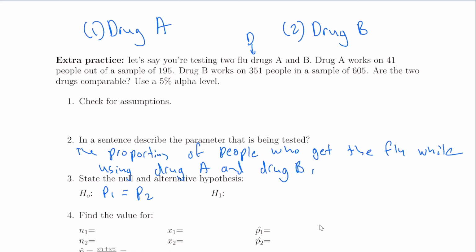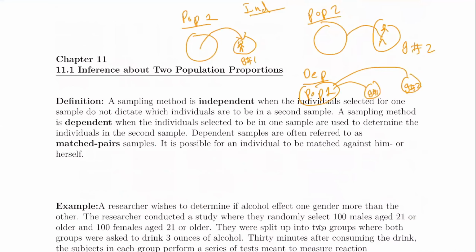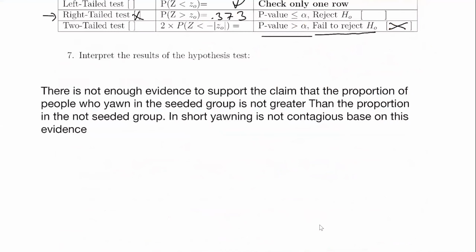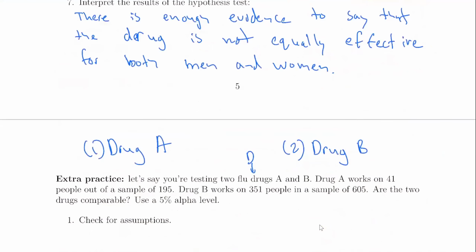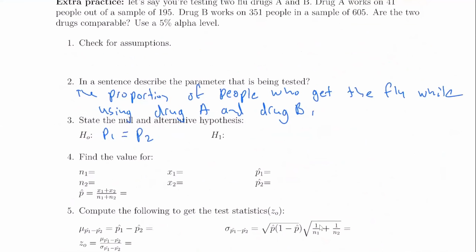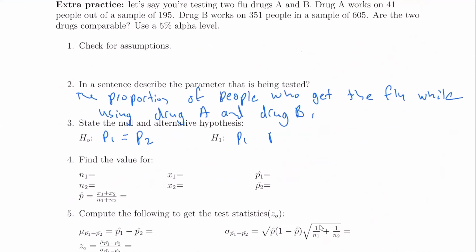So for the alternate hypothesis, we're going to say P1 and P2. Which symbol should I put in between if they want to show that the two drugs are comparable? Well, kind of like the last one, since they want to see they're comparable, all we want is to prove that they're not comparable. So you put not equal to.